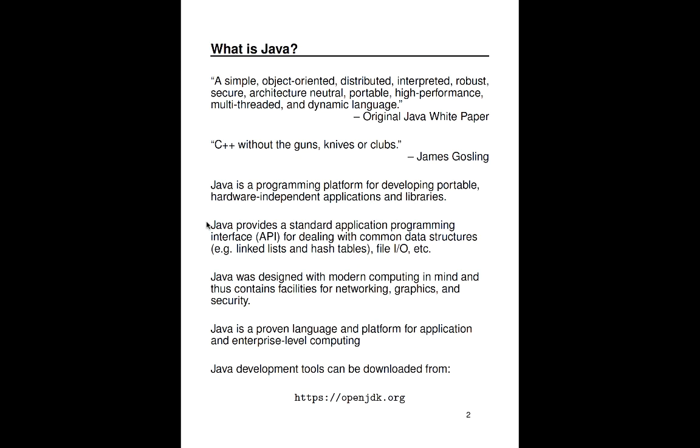If you look at the original Java white paper written a number of years ago, Java touts itself as a simple, object-oriented, distributed, interpreted, robust, secure, architecture neutral, portable, high-performance, multi-threaded, and dynamic language. That's a lot, and a lot of buzzwords and code words that might not make too much sense here at the outset. I like to think about Java as the way James Gosling, one of the original authors of the language, says it: C++ without the guns, knives, or clubs.